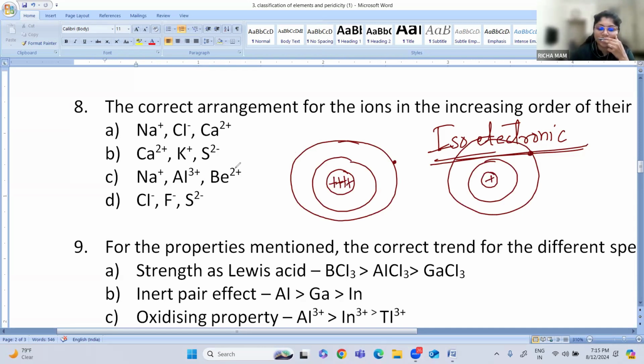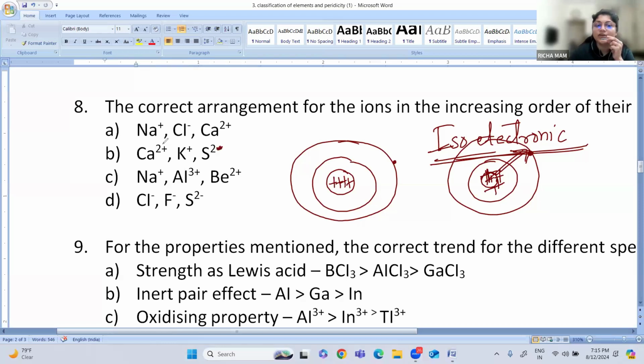So what will happen to the nuclear charge? The nuclear charge is increasing. The electrons are removed, but the nuclear charge is increasing. What will happen to the radius? Because the nuclear charge is increasing, the nucleus will tend to pull the electrons towards itself. So as a result, the radius will change. Calcium plus 2 will be less than K plus and then S2 minus.